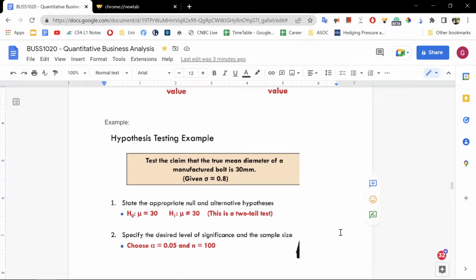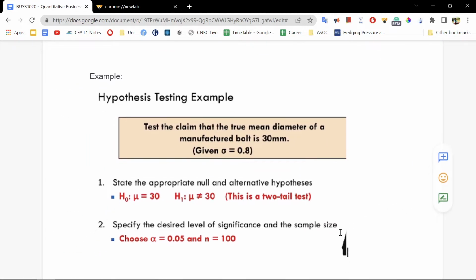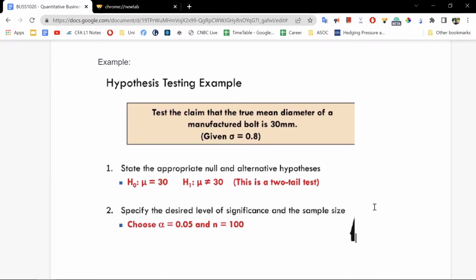All right, let's just quickly look at an example right here. We have the question: test the claim that the true mean diameter of a manufactured bolt is 30 millimeters, given alpha of 0.05.